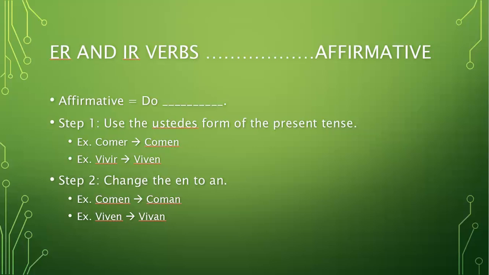Okay, so step 2, you're going to do the same process as before, but the reverse. Change the en to an an. So, the example comen now becomes coman, eat. The example viven becomes vivan, live. Okay, so you've essentially treated it as though it were an AR verb, even though it's clearly an ER and IR verb.